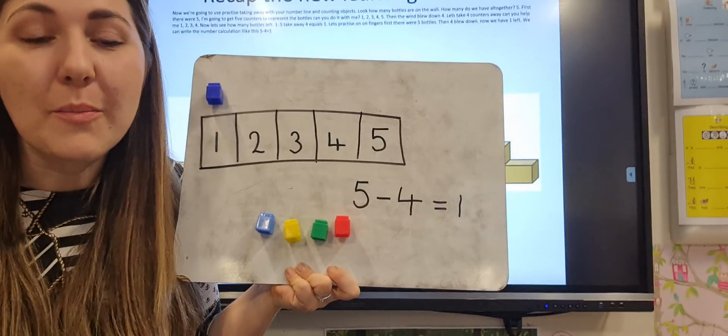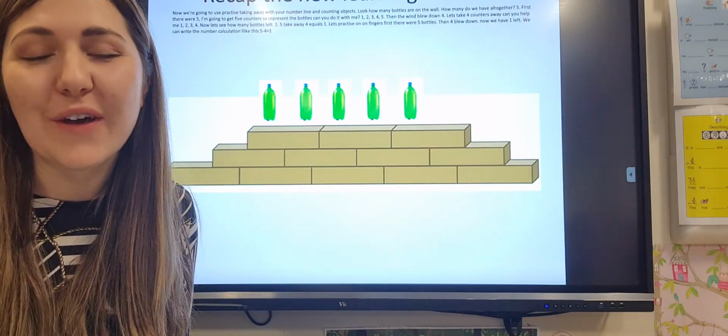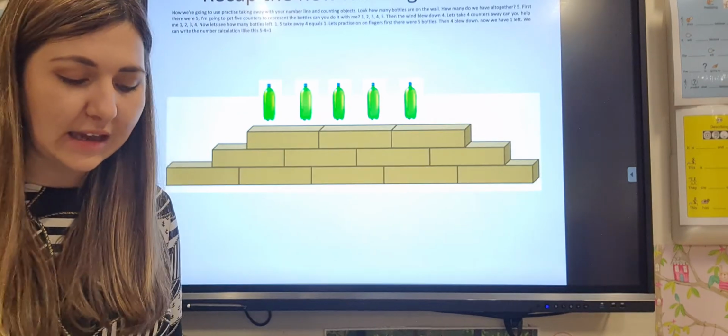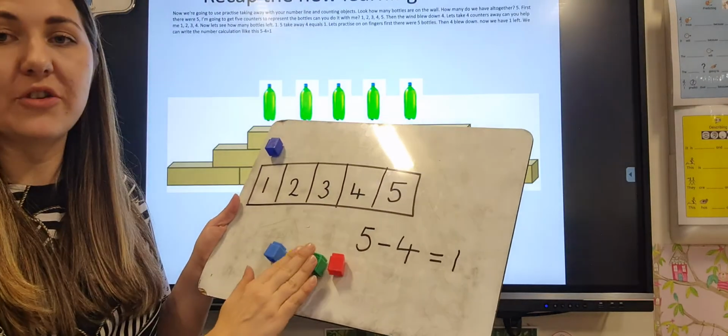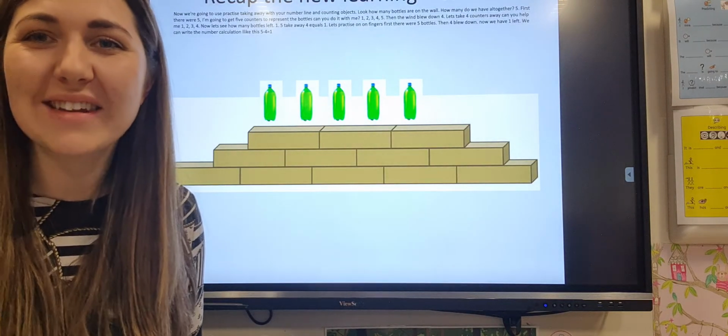I'd like you to pause the video and have a go at making up your very own first, now and then takeaway story using your number line and your counters to help you. Well done, everybody.